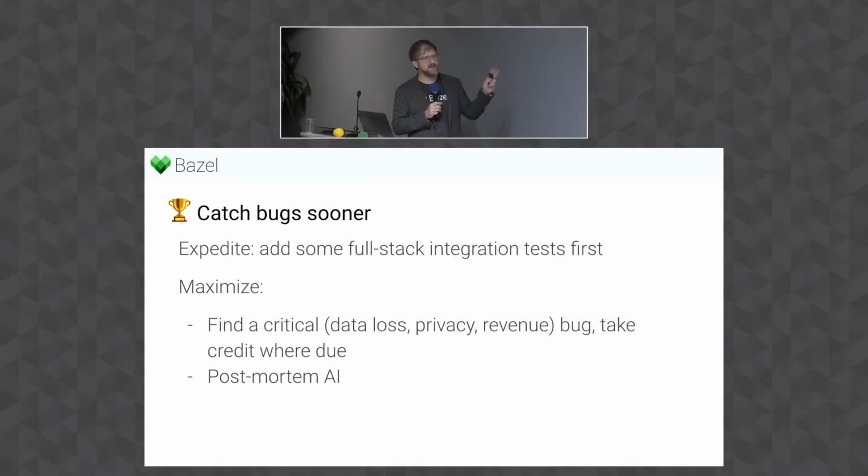And to maximize the benefit from this, it's really more like proving the value of your migration. One thing you can do is to actually catch a critical bug. So this is like data loss, privacy, revenue impact. I know Google takes these bugs very seriously. And if you catch this bug because you added an integration test that Bazel enabled, that's a great way to justify why you're working on this project.